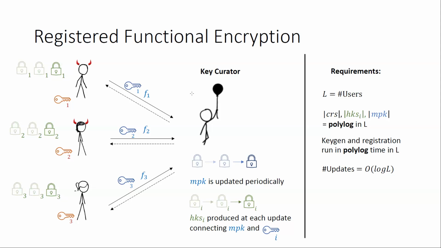So which are the requirements? We require that the CRS generated at the very beginning, the helper secret keys, and the master public keys must have polylog size in the number of users. The very same we require for the key generation and the registration algorithms, which must run in polylog time. Also, we require that the number of updates is essentially independent of the number of users, so the number of updates must be log L at most.